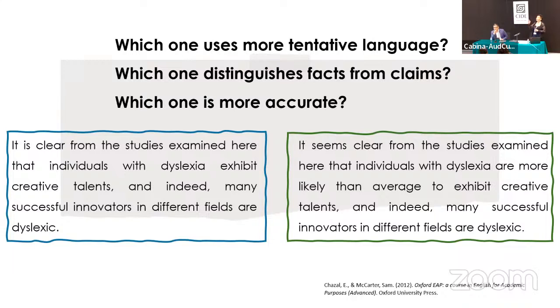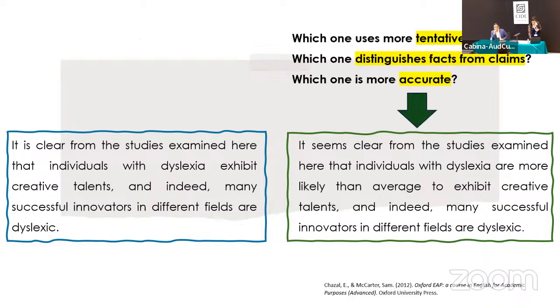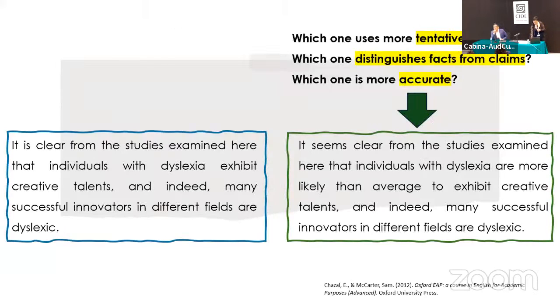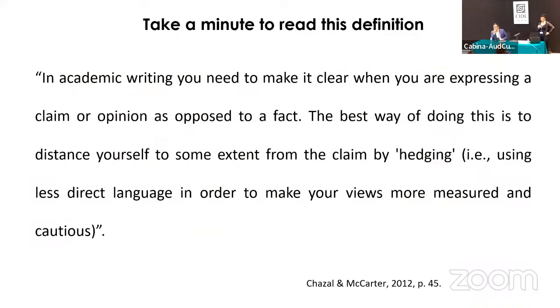Yeah. Okay, so we're going to take a look at language from the right version in case you need to use it, to be familiarized with it, to detect it. So this one distinguishes facts from claims. And here's a definition of hedging, which is this kind of language on the right. Okay, I want you to take a minute to read it. So this is the tentative language that you were referring to.